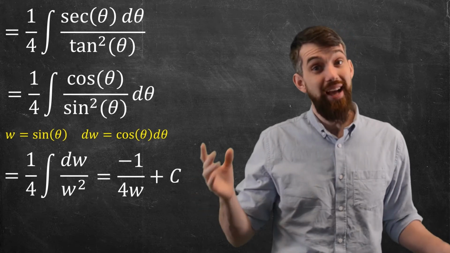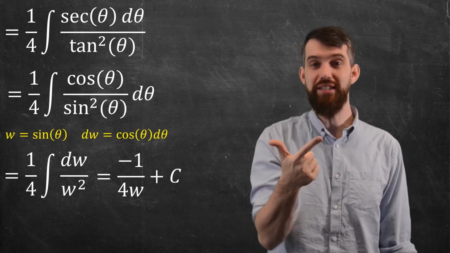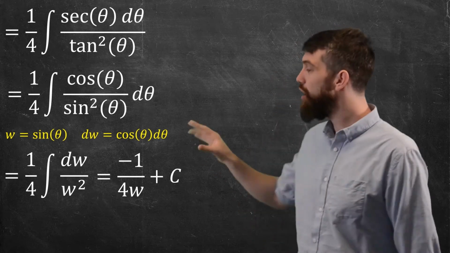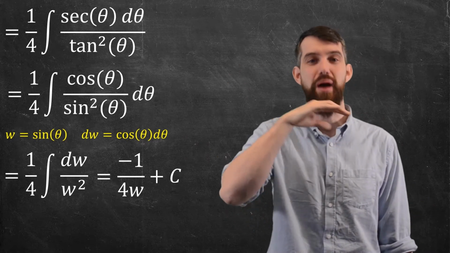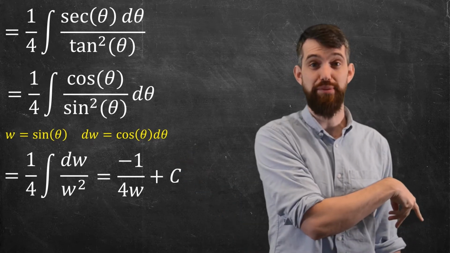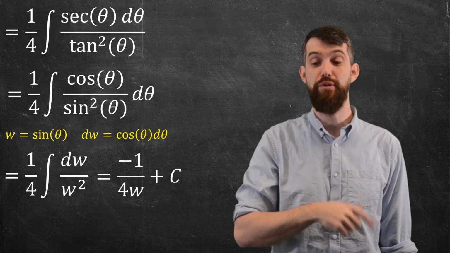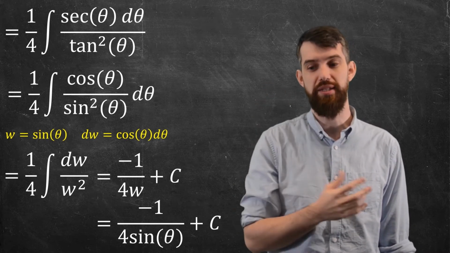Are we done? Sadly, not quite, because I've done a W substitution, I've done a trig substitution, I've done a U substitution, I've done 3 substitutions, and now I've got it in terms of W. I want to go all the way back to the beginning to get it in terms of X, as my original integral was written down in. So I have to undo these 3 different substitutions. The most recent of them was W, so I've got a W here, and I'm going to rewrite it in terms of theta. This is now minus 1/4 sine theta plus C.